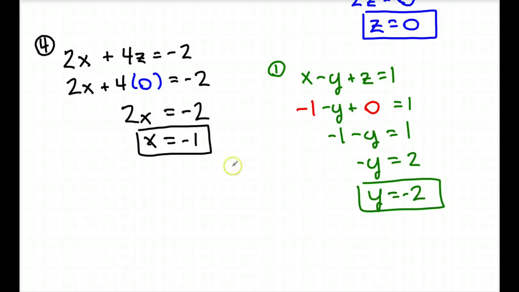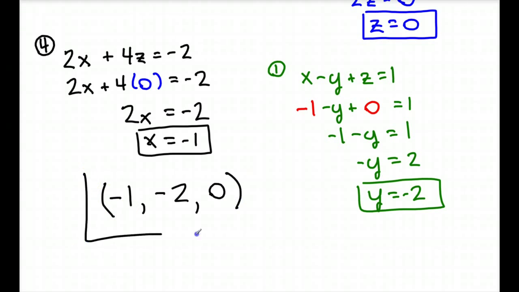Okay, so now I'm going to take my three variables, I'm going to write what's called an ordered triple. In an ordered triple, you would just put the variables in alphabetical order. So x is negative 1, that goes first. Y is negative 2, that comes second. And then we're going to put another comma, and z is 0, that goes third. And I'm going to close those off with parentheses, because these are three different variables. So this is my ordered triple, negative 1, negative 2, 0.